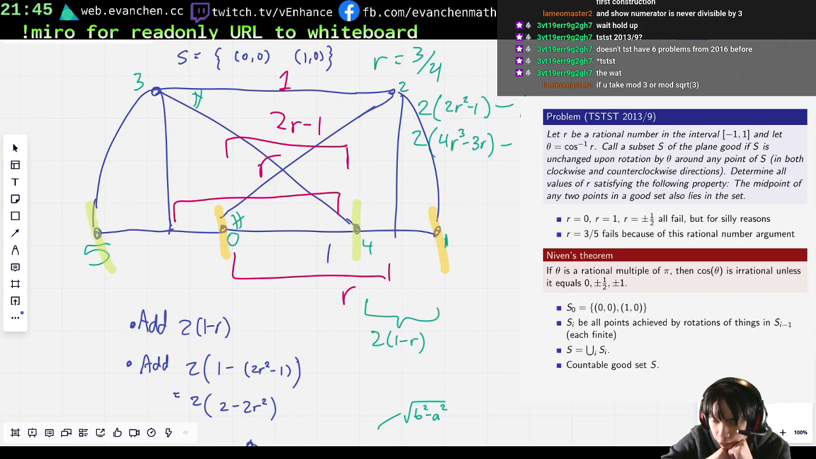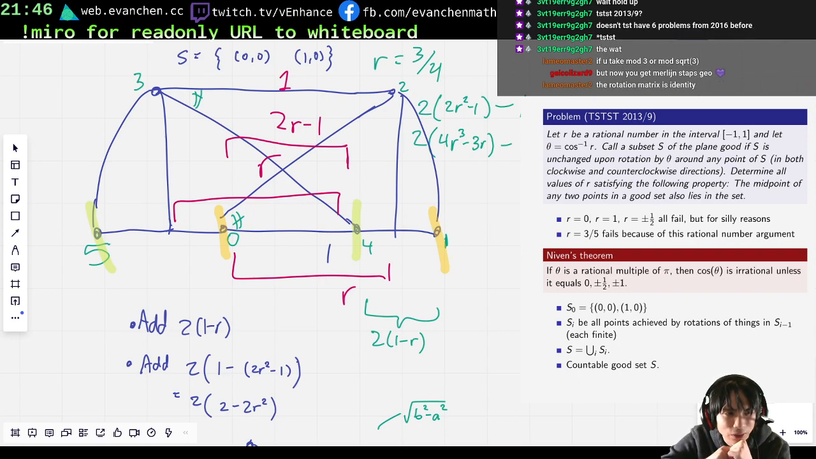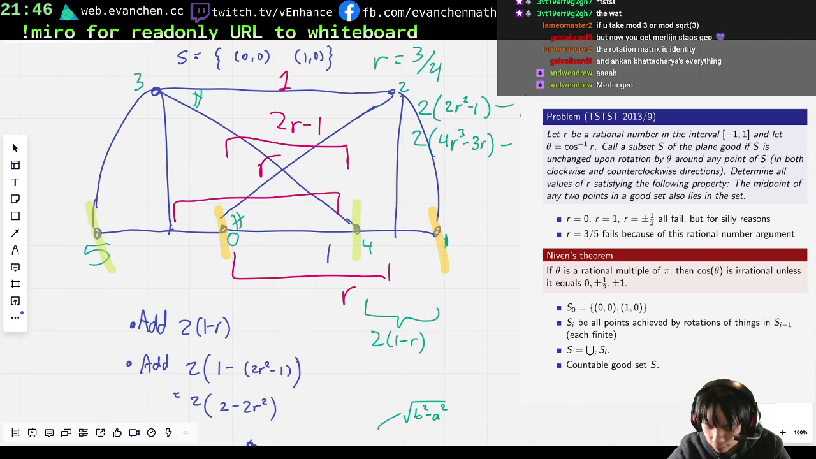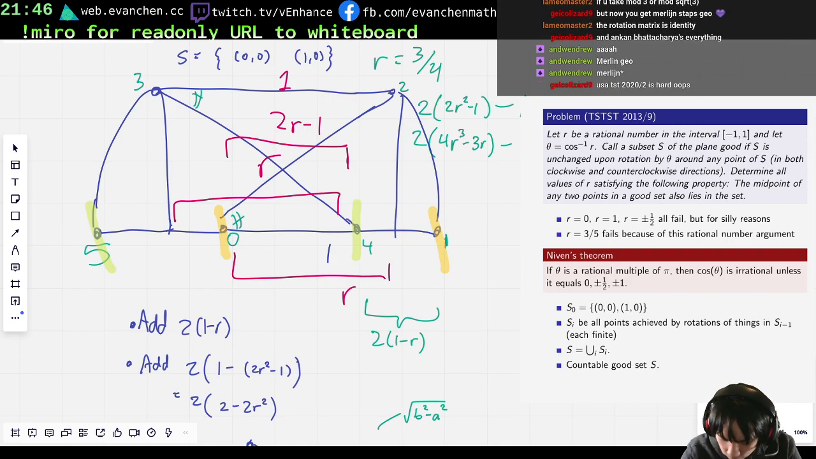If you take mod 3 or mod square root 3, how do you deal with the rotation matrix though? It is the identity. Seriously? Okay, well, let's write the rotation matrix down, shall we? Yeah, I think I believe you actually.